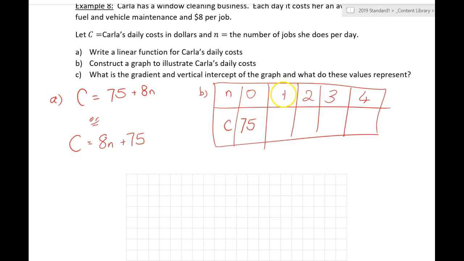8 times 1 is 8, plus 75 is 83. 8 times 2 is 16, plus 75 is 91. 8 times 3 is 24, plus 75 is 99. And 8 times 4 is 32, plus 75. 32 plus 75 is 107. There we go. So we have 4 points here.